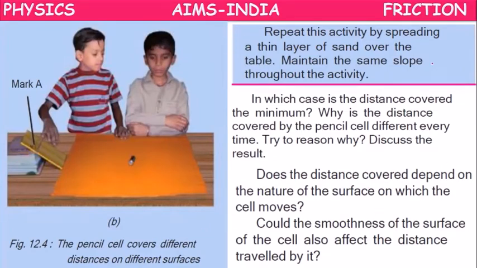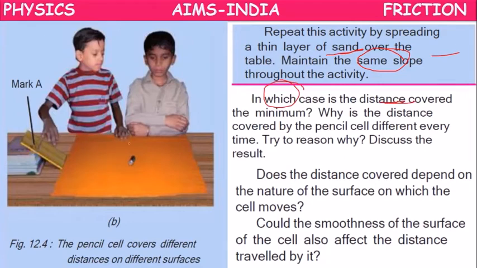Now repeat this activity by spreading a thin layer of sand over the table. In all three cases, maintain the same slope, the same kind of inclined plane. So after three times of rolling the pencil, what do you observe? In which case will the distance be minimum?